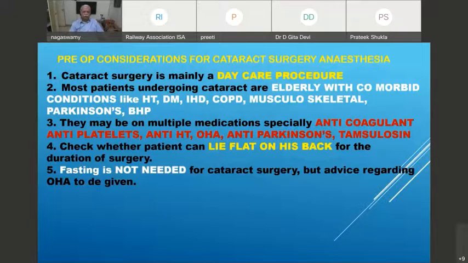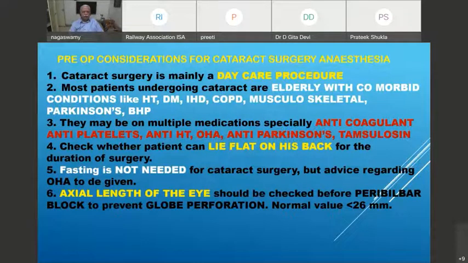Surgery, if you are doing it under regional technique, but regarding a diabetic patient coming for surgery, you can ask them to omit the OHA, because in case there is a delay or there is a change of timing, then the patient should not become hypoglycemic. So axial length of the eye should be checked before peribulbar block to prevent globe perforation. The normal value is less than 26 millimeter.